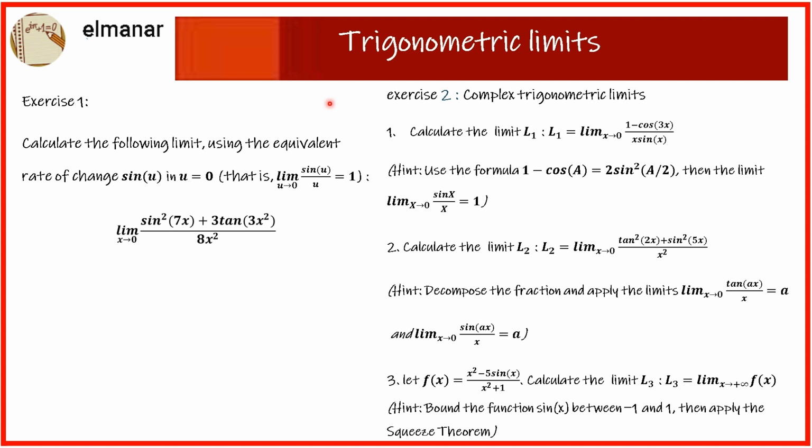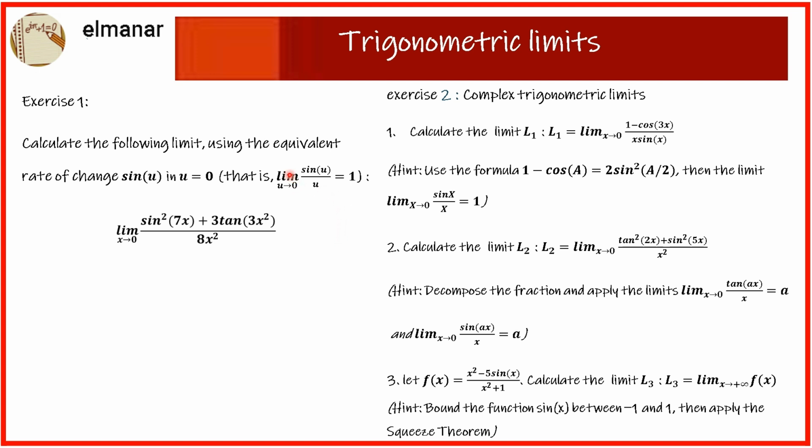Dear students, hello. In this video, we are going to study two exercises related to limits of trigonometric functions. These two exercises test your understanding of trigonometric equivalence near zero. Sine of u is equivalent to u, tangent of u is equivalent to u, and your ability to identify the dominant terms. They also require you to apply simple trigonometric identities and the Squeeze theorem when a function is bounded.